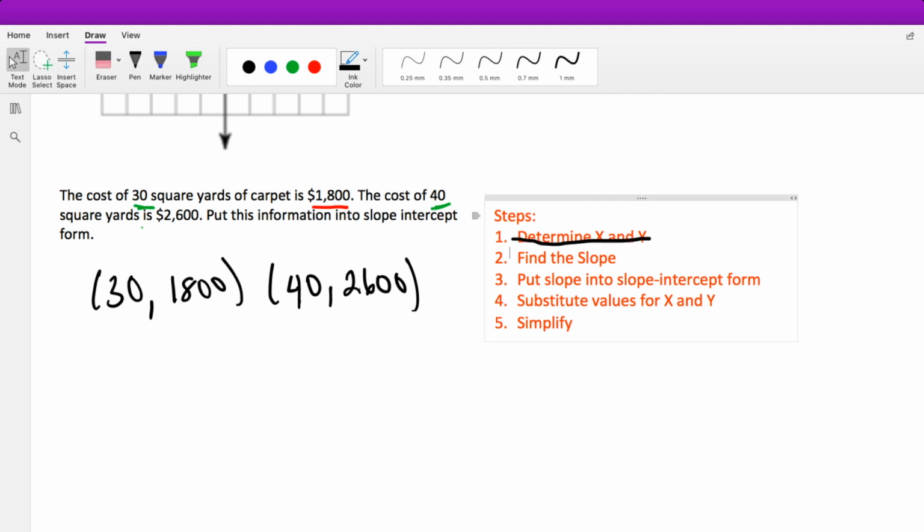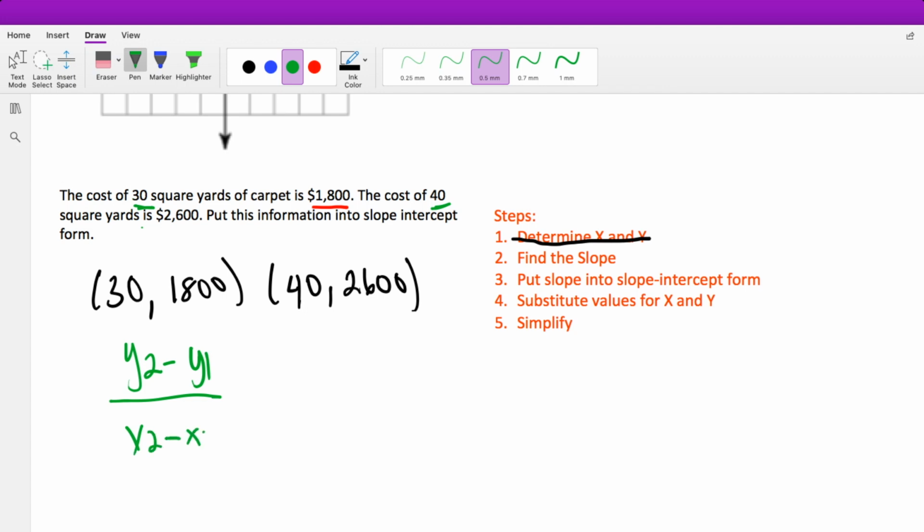And now we need to find the slope. So we do know that we can do rise over run when we have a graph. However, we don't. So we need to use our y2 minus y1 over x2 minus x1. And I've mentioned before, it does not matter if you want these to be your x1s and y1s or if you want these to be your x1s and y1s. As long as you stay consistent, it does not matter.